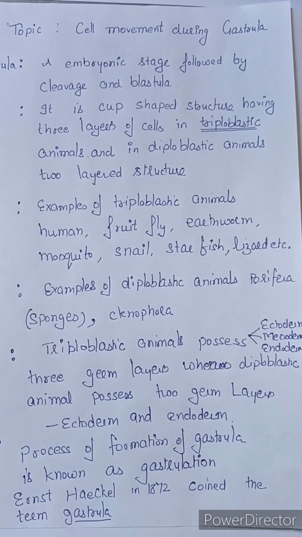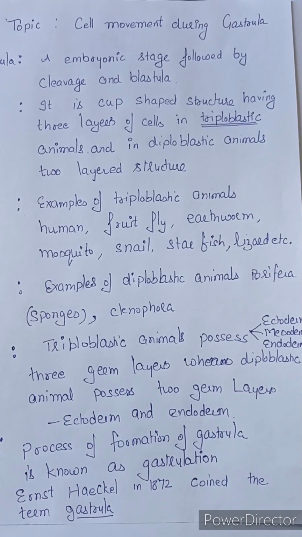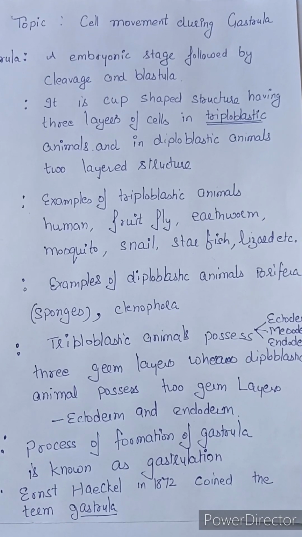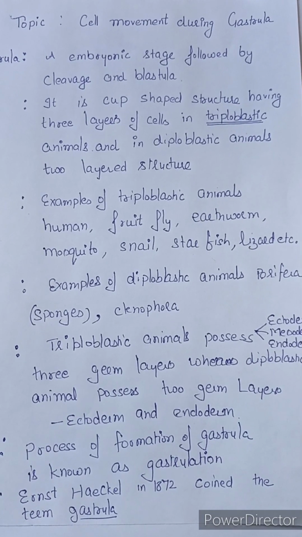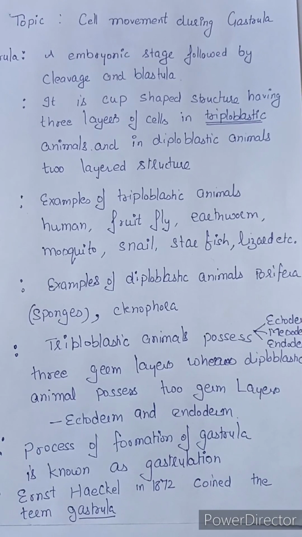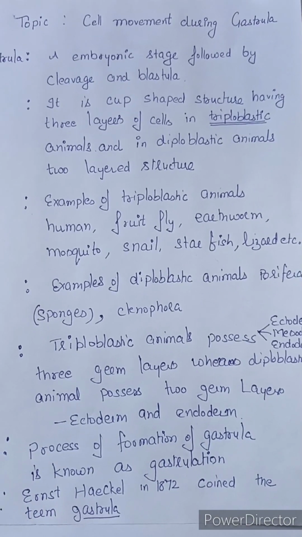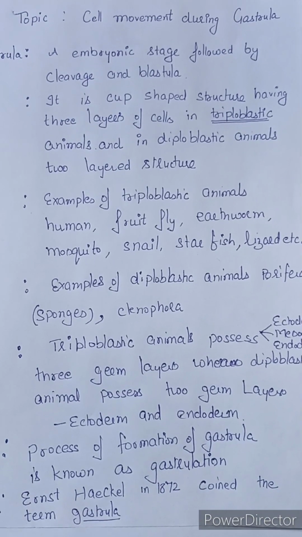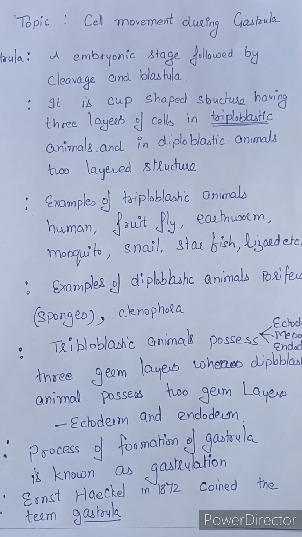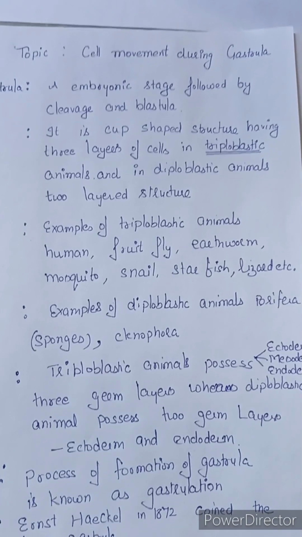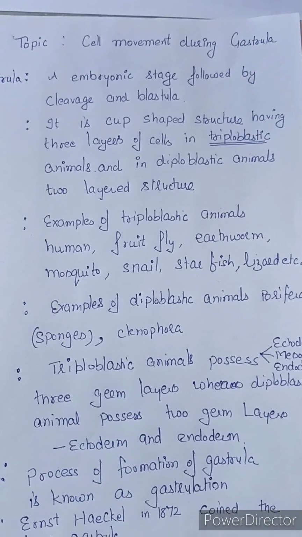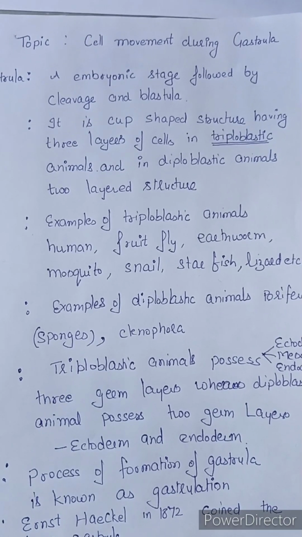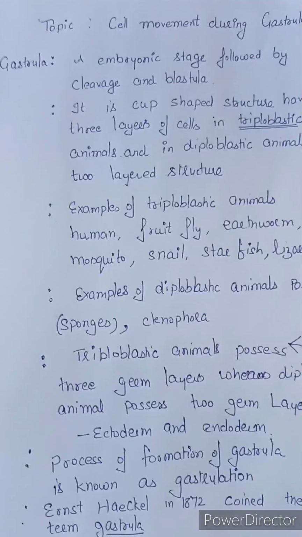This process of formation of gastrula is known as gastrulation. So gastrulation is a process which ultimately results in formation of an embryonic structure known as gastrula. The term gastrula was given by Ernst Haeckel in 1872, right? So what is actually gastrula? It is a cup-shaped structure comprising different germ layers, which can be three in triploblastic animals and two in diploblastic animals.